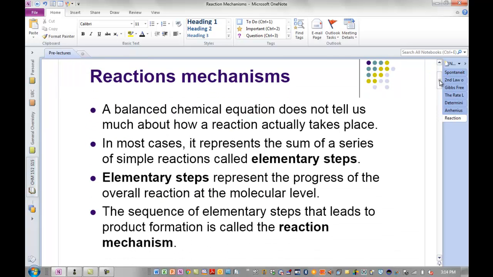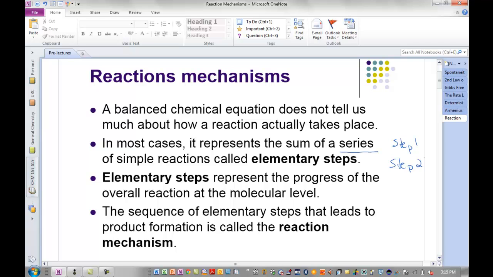It says, and it should say often, a balanced chemical equation often does not tell us much about how the reaction really takes place. We have our reactants going to products, but the reaction might actually be more complex than that. Even a simple reaction might be more complex than that. So in most cases, the reaction is going to occur in a series of steps. So we're going to have, say, step one, step two. A lot of the mechanisms we're going to look at are going to be two-step mechanisms, but it could be three, it could be four. It really depends on how complex the reaction is.